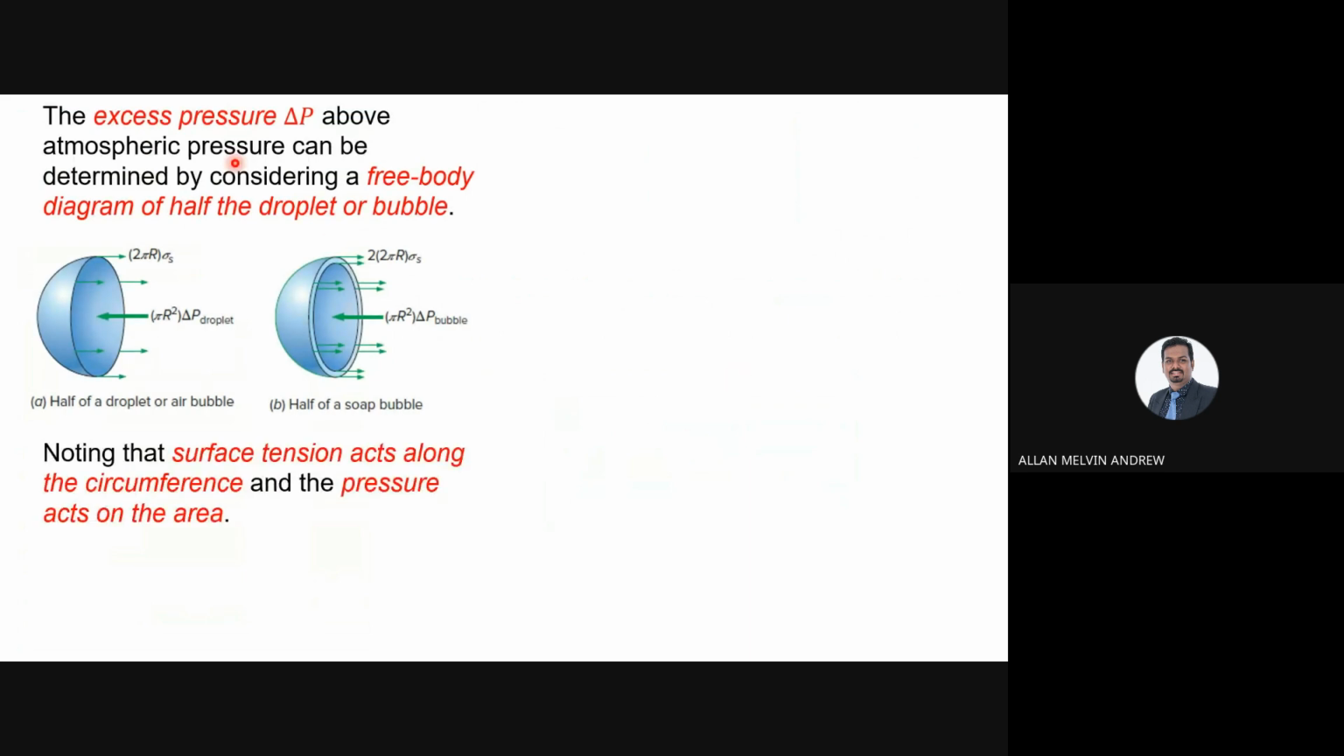The excess pressure, delta P, above atmospheric pressure can be determined by considering a free body diagram of half the droplet or bubble. So if you want to do analysis on this, you draw the free body diagram as shown here. Usually it will be 3D, so that you can see how the forces are distributed. Noting that surface tension acts along the circumference and the pressure acts on the area.